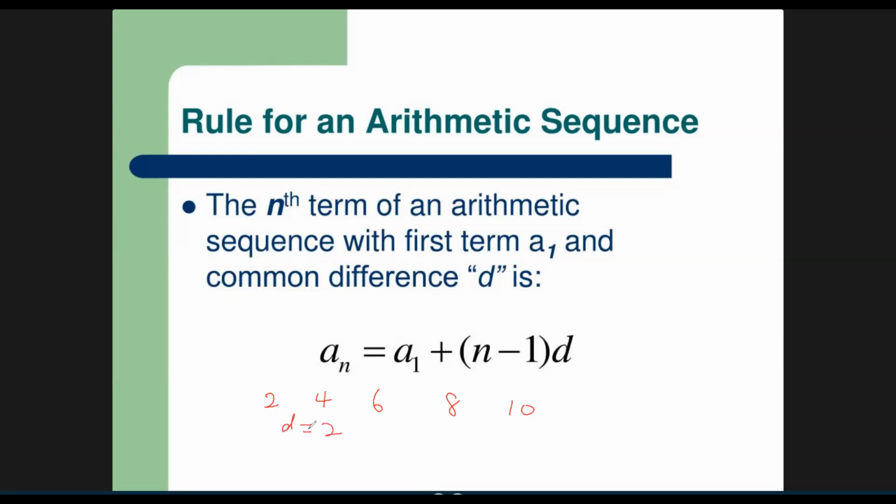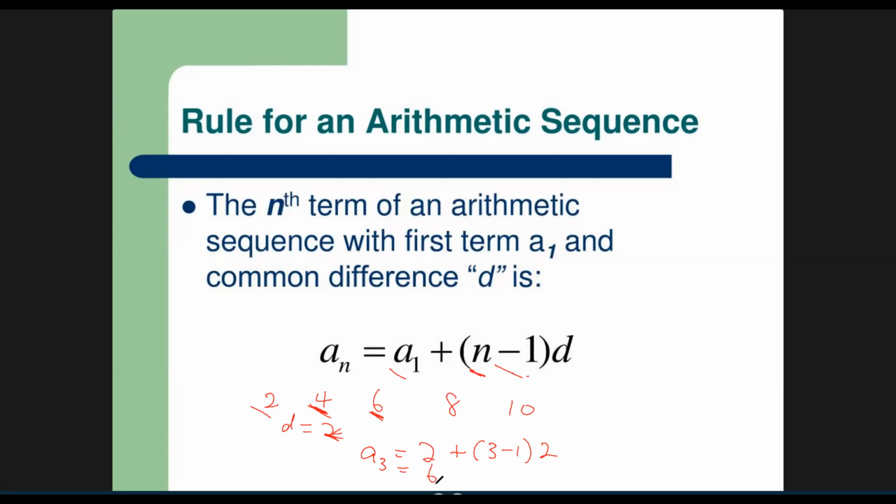So look at this. If you take the second term, that's 2 minus 1, which is 1. So 1 times d, which is 2, plus the 2 will give you 4. Look how we get 6. A3 is equal to 2, which is A1, plus the third term minus 1 times 2. And you get 2 times 2 is 4, plus 2 is 6. See that?